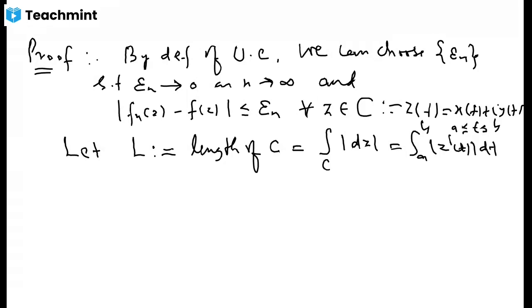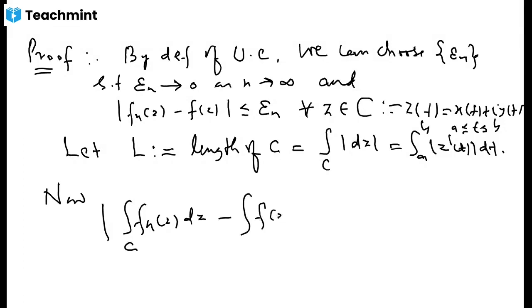But I'm not writing the parameterization because we are not going to use it anywhere. So let this be the length. Now let us look at this thing: the integral of f_n(z) dz over contour C minus the integral of f(z) dz. We don't need to worry about whether the integrals of these functions exist, because I'm taking a sequence of continuous functions, and f will also be a continuous function from the previous theorem. So continuous functions are always integrable functions.